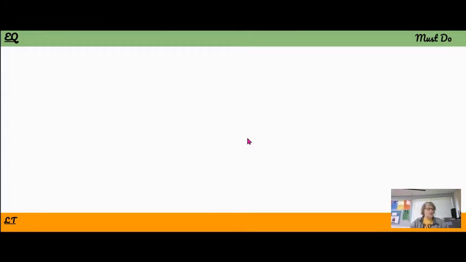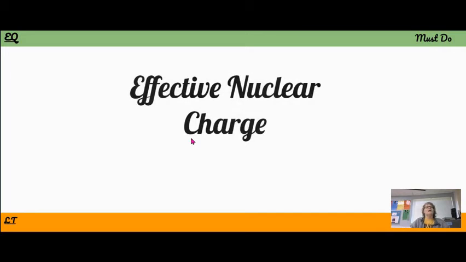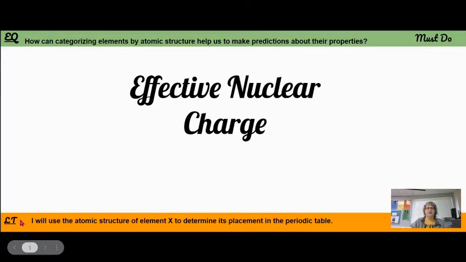Okay, so here we are in activity 3. We're going to talk about effective nuclear charge. And we're still looking at how categorizing elements by atomic structure can help us make predictions about their properties. Our learning target is: I will use the atomic structure of element X to determine its placement in the periodic table.